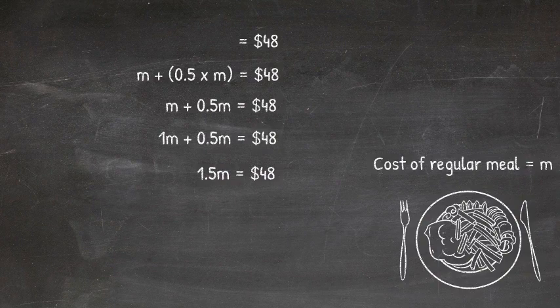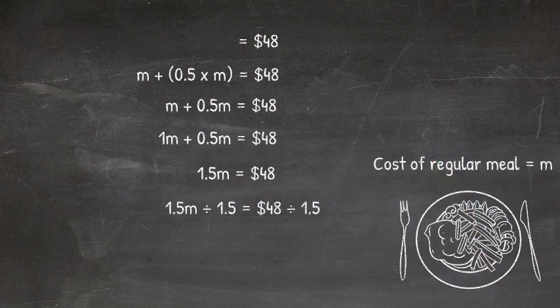Now that we know 1.5 meals costs $48, we need to figure out how much one meal would cost, or just an m. In other words, we need to isolate the variable m. To do that, we need to use the opposite operation that is in the current value. So 1.5 times m, the opposite operation would be divided by 1.5. So if we divide 1.5m by 1.5, we need to do a division on the other side of the equation to keep it balanced. So that means we would also need to do 48 divided by 1.5.